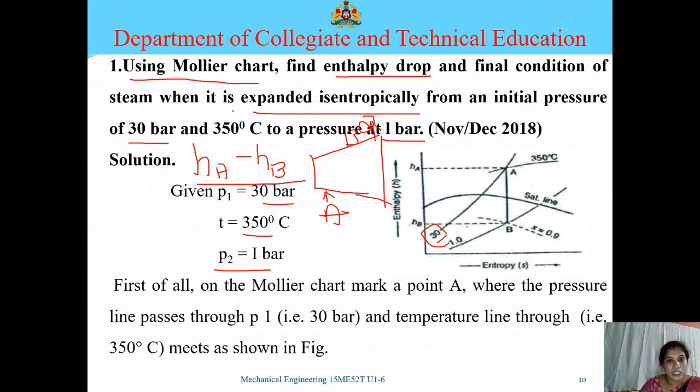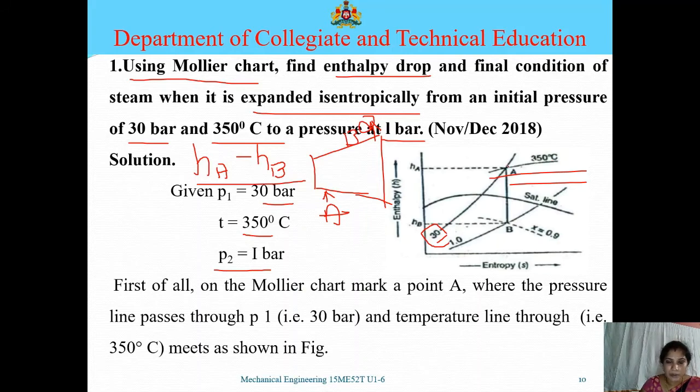But in the initial condition, they have given two properties. One is the pressure, another is temperature. So in the Mollier chart, the next thing is that I need to search for the temperature line. What is the temperature they have given? They have given it as 350 degrees Celsius. Now I need to search for the temperature line. The temperature line will be in this manner. So you search for the temperature line where we can see the temperature as 350 degrees Celsius. Okay, did you get the point?